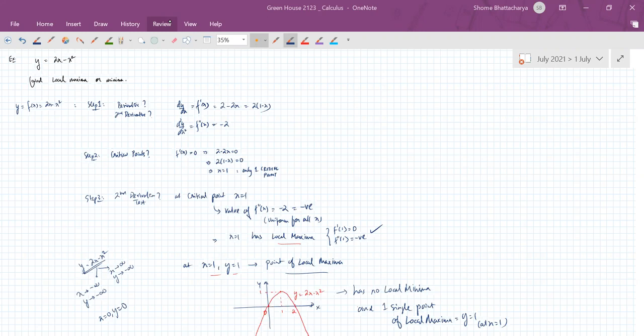Could you just explain once again? This quadratic function, with a cubic function or any other polynomial or trigonometric function or whatever, the same steps we'd be using. Yes. Could you just explain how did you know we have no local minima?